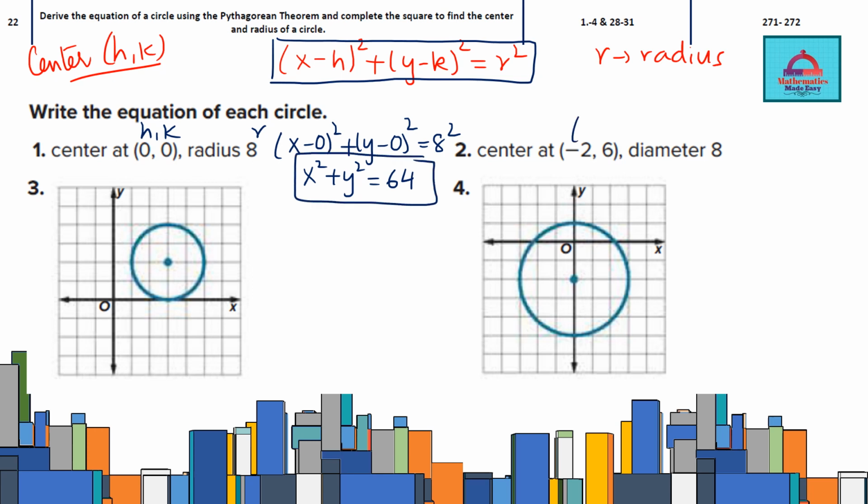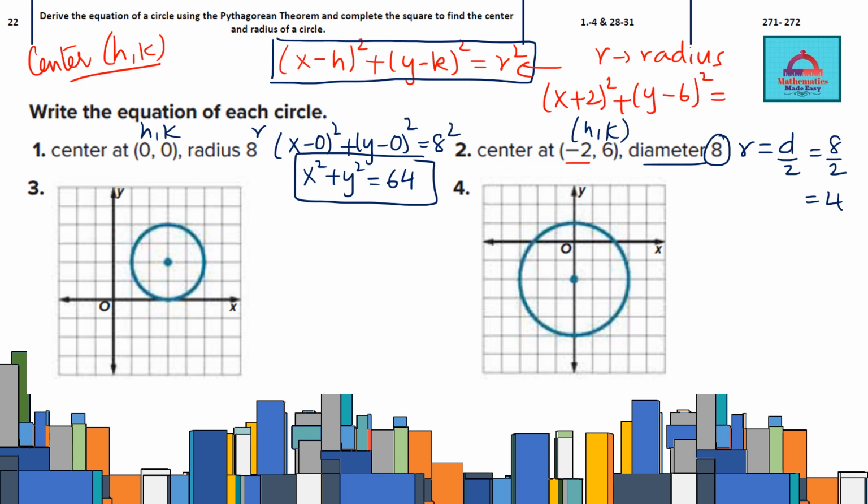Similarly, here the center is h comma k, that is minus 2 comma 6, and the diameter is 8. So the radius is going to be half of the diameter, that is 8 divided by 2, so 4 units. When I write the equation, I'm going to use the standard form. So x minus h. Now h is already negative, so minus of minus is positive, so (x plus 2) whole square plus (y minus 6) whole square is going to be r square, which is 4 square or 16. So this is the standard form.